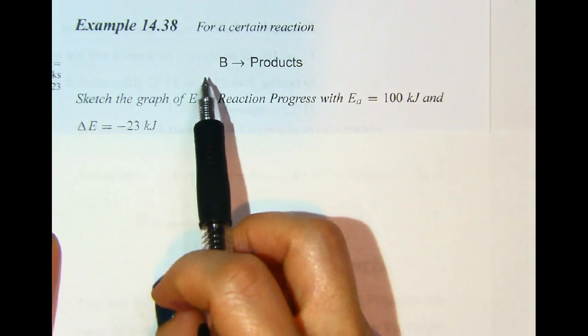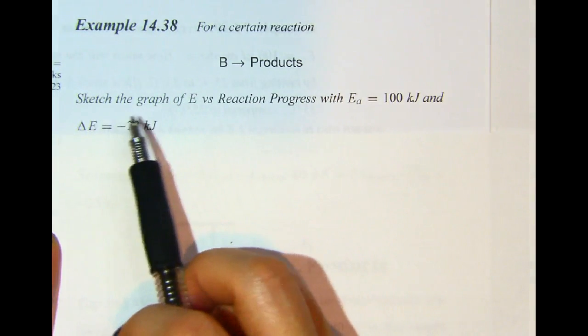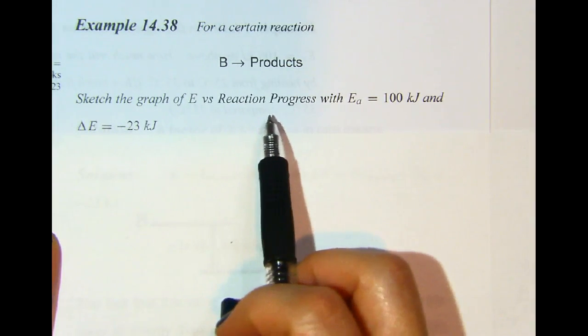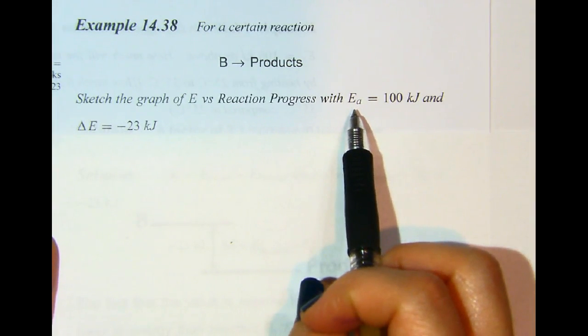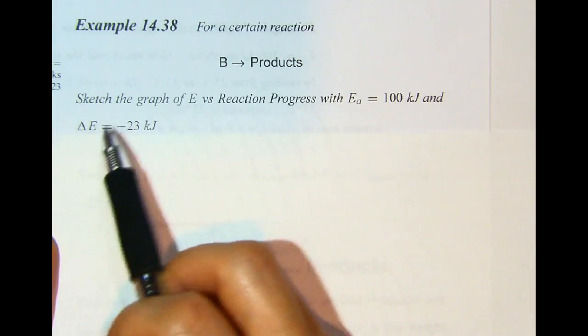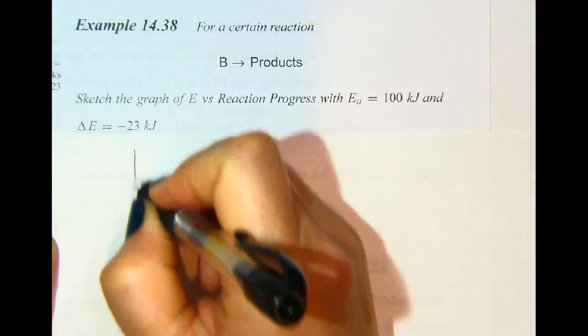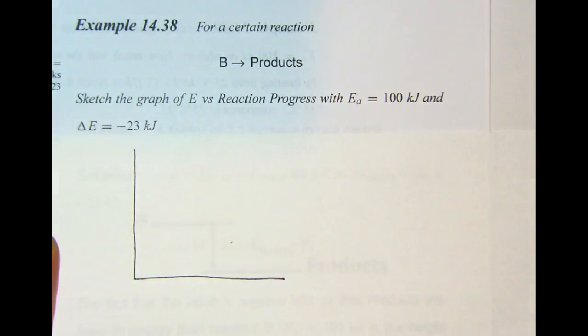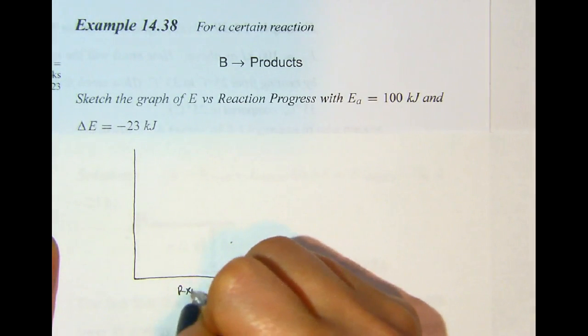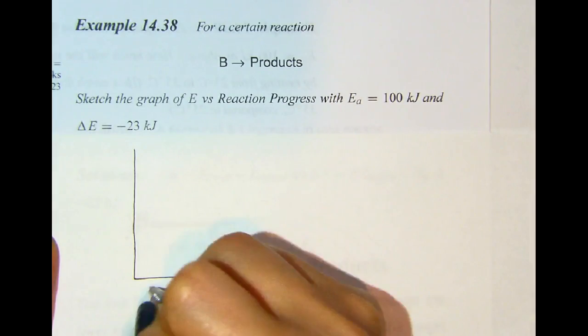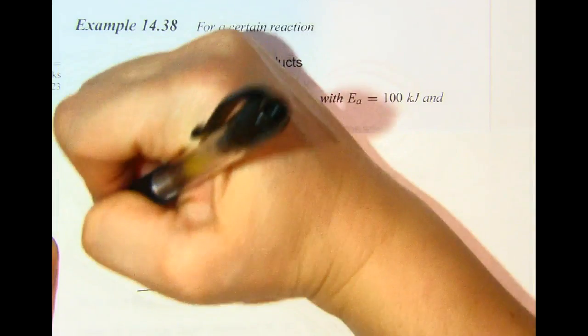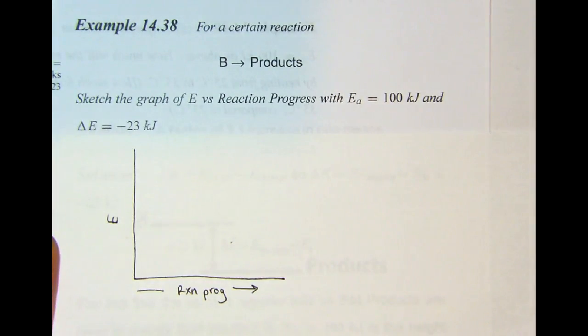For a certain reaction, B goes to products, sketch the graph of energy versus reaction progress with an activation energy of 100 kilojoules and a delta E of negative 23 kilojoules. So we'll sketch a really rough graph here. Reaction progress is on the x-axis and energy is on the y-axis.